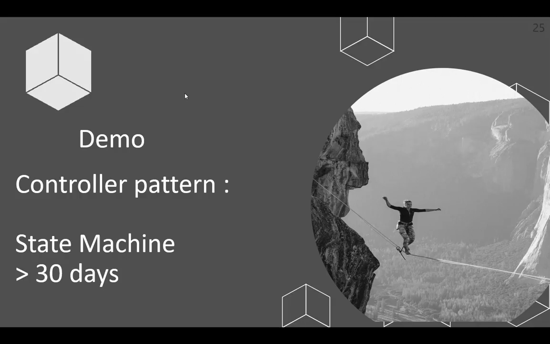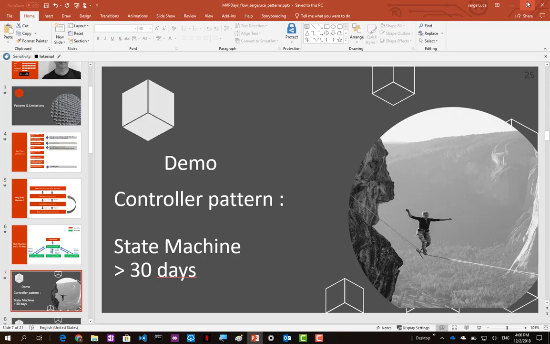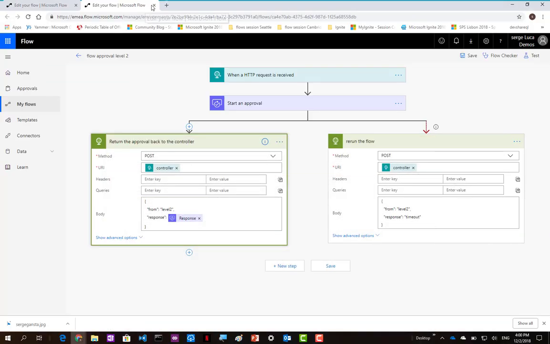Now let's take a look at one example of implementation of this controller pattern, because there are different ways to implement that. But I think the one I will show you will probably help you in your project. So let's switch to the flow environment. And this is typically what an approval flow looks like. So it must start with when an HTTP request is received. That means it's a service flow.